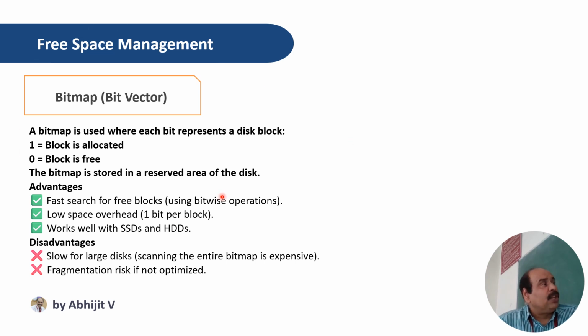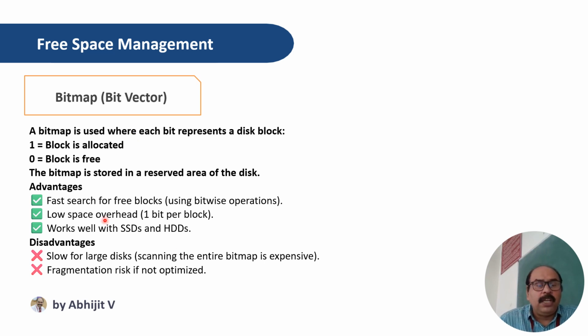So what are the different methods through which we can manage the free space? The first one is called bitmap or bit vector. A bitmap is used where a bit represents a disk block. Now we are studying free space management allocation methods, right? How does it work? 1 means the block is allocated, 0 means it is free. This is the bitmap vector allocation method.